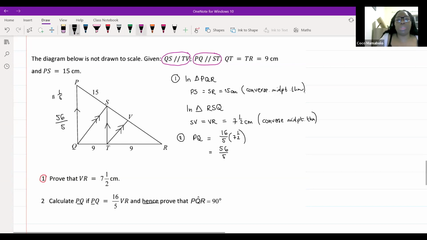Hence means use the information you have just discovered to prove that PQ, do you see how that little cap is on Q? Prove that angle Q is 90 degrees. So they want us to prove that this angle over here is 90 degrees. How would we do that? We've only got sides. How would we then prove that something's equal to 90 degrees if we only have sides?